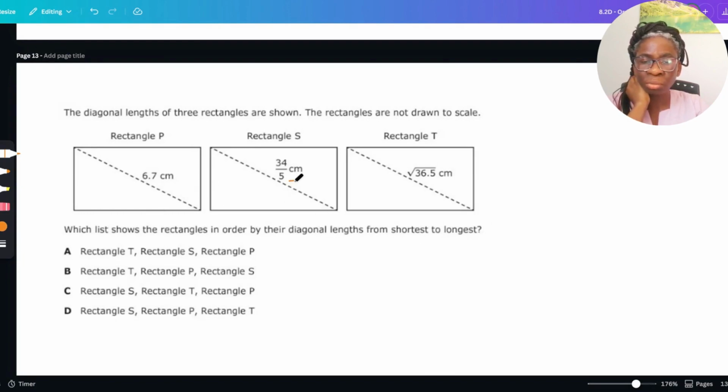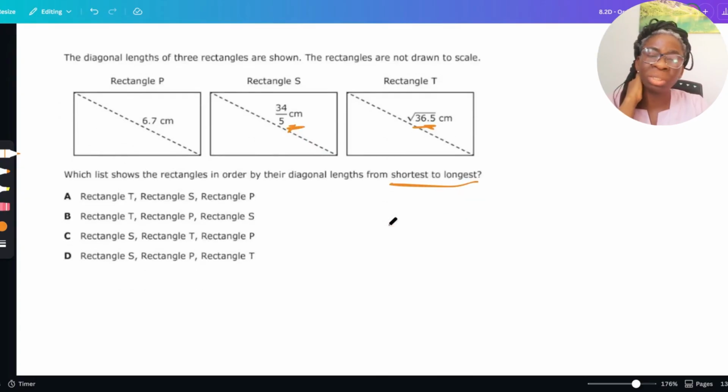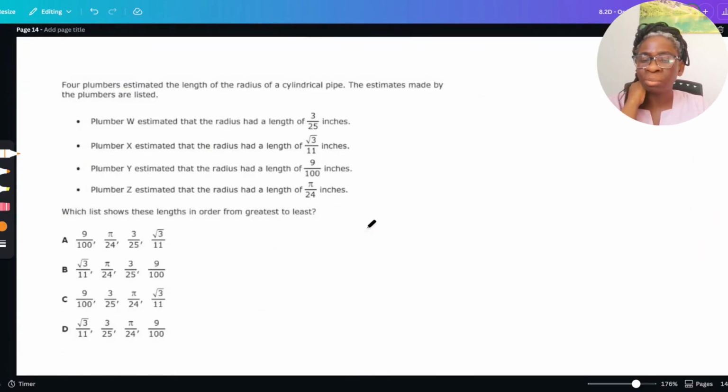All you have to do is convert these ones to decimal and then arrange them in order from shortest to longest. So always convert to decimal. That way it will be easier for you to know which one is the smallest and which one is the longest. So 4 plumbers estimated the length of the radius of a cylindrical pipe. The estimates made by the plumbers are listed. Which list shows the lengths in order from greatest to least? So convert everything to decimal and arrange them from greatest to least.